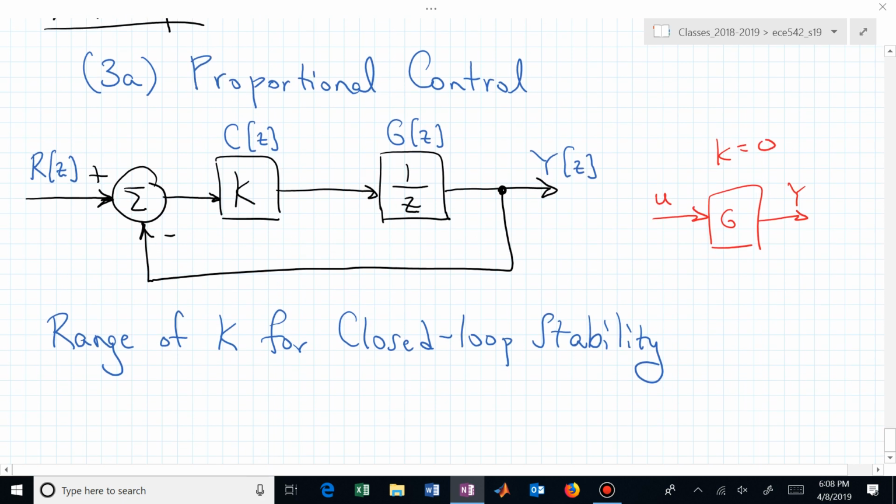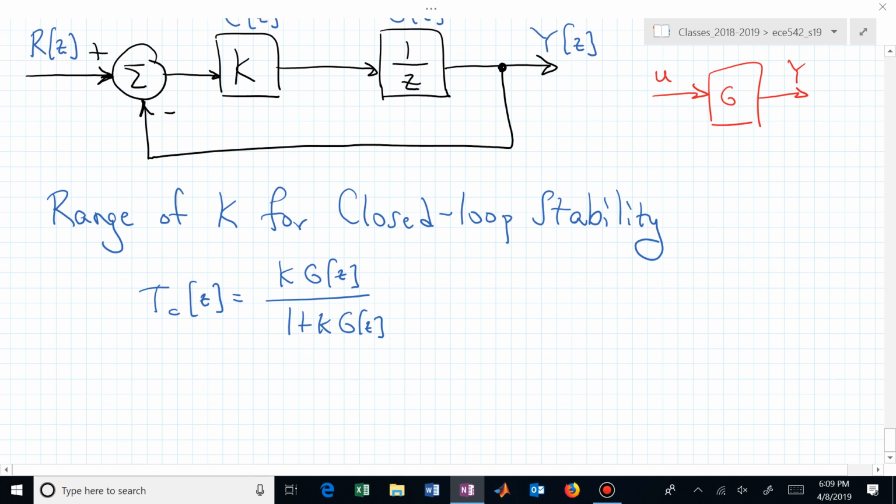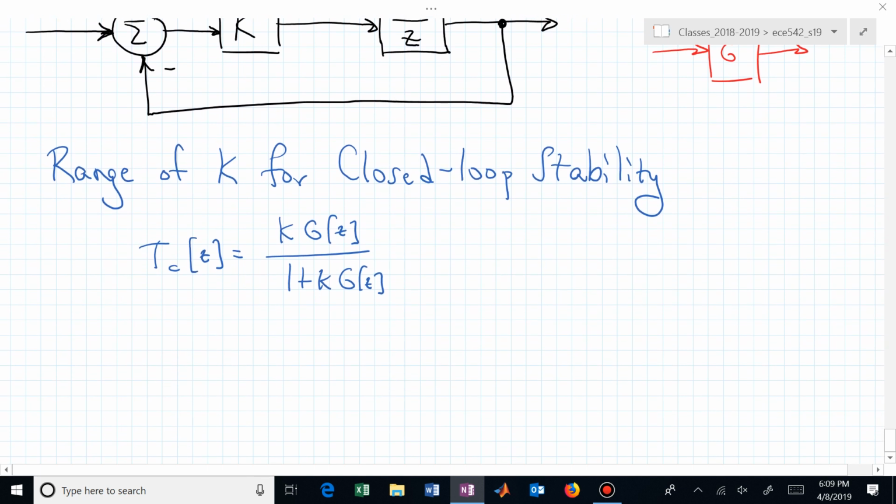Have we changed anything in that structure of the block diagram? No. If you were looking for points, you would say, oh boy, I just hope he gives me some partial credit. It's what? K G of z over 1 plus K G of z. That's the closed loop transfer function. And what's the denominator of that? Well, the denominator does influence closed loop stability.